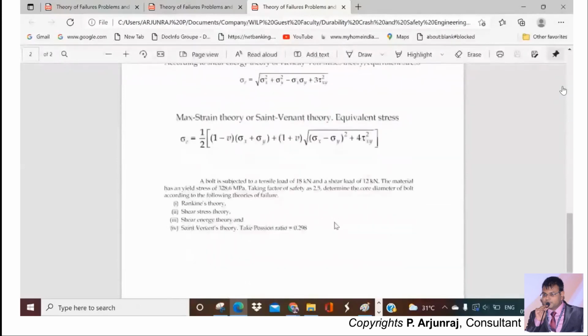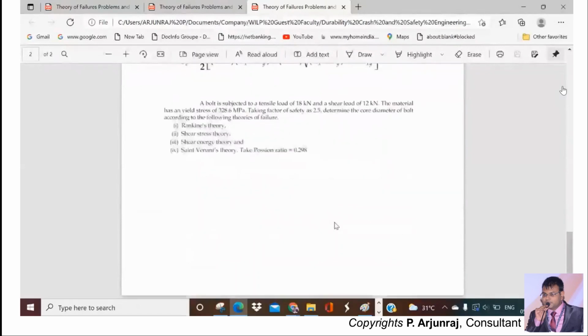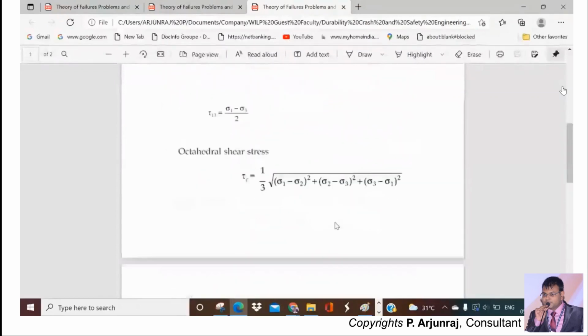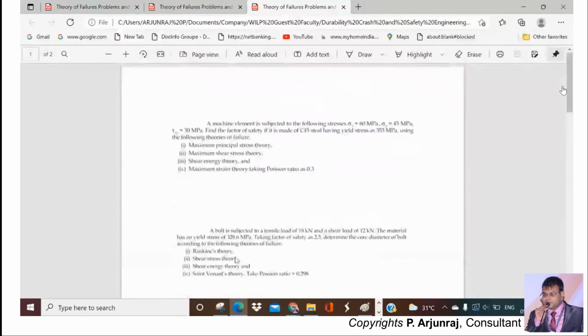So instead of solving the two, I think the same data. So I was trying to take some other values. Let us solve only one problem, since both are similar data, similar values.